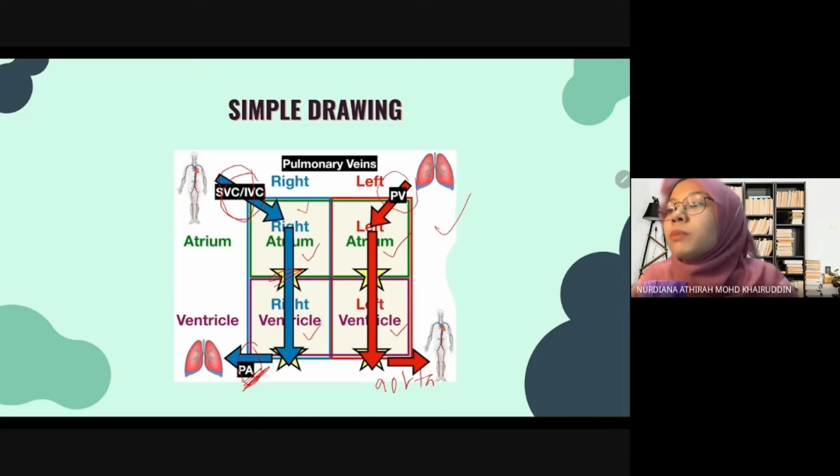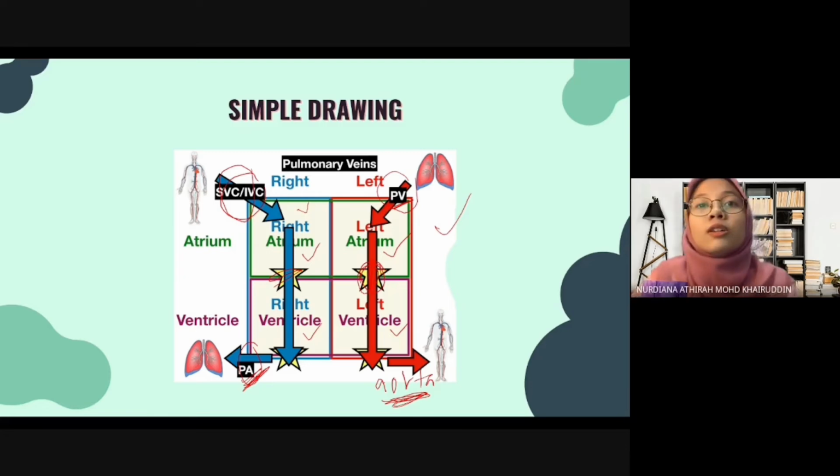For the oxygenated blood from the lung, it will enter the left atrium through the pulmonary vein. Then the blood moves to the left ventricle by passing through the bicuspid valve. Then it will flow out to the whole body through the aorta. The process will be repeated again and again until your heart stops.